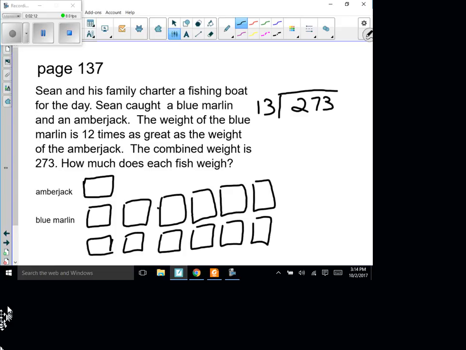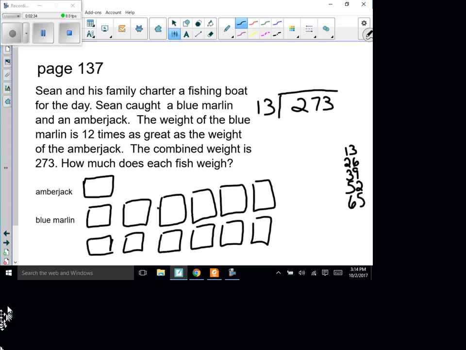Okay, so some of you are going to have to do a chart or a list, make your list. So I'll just try over here: 13, 26, 39, 52, 65, okay, and 78, I think is next.